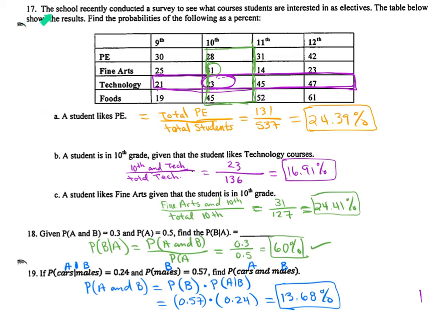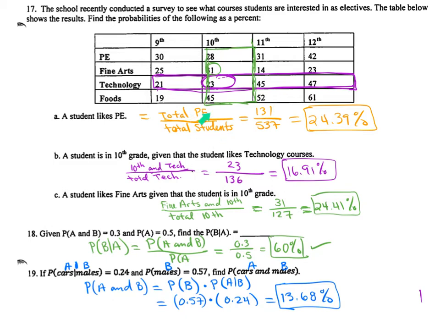All right, here we have number 17. It says the school recently conducted a survey to see what courses students are interested in as electives. The table below shows the results. Find the probability of the following as a percentage. So for A, it says the probability that a student likes PE. So what we need to do is find the total PE and divide it by the total students.